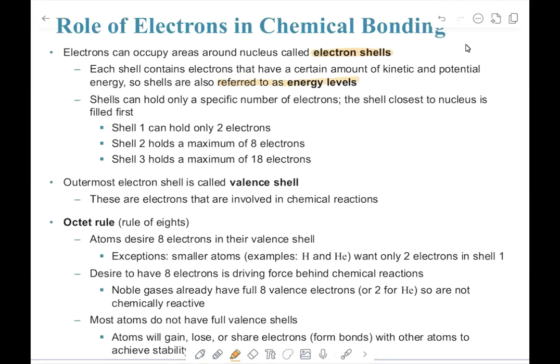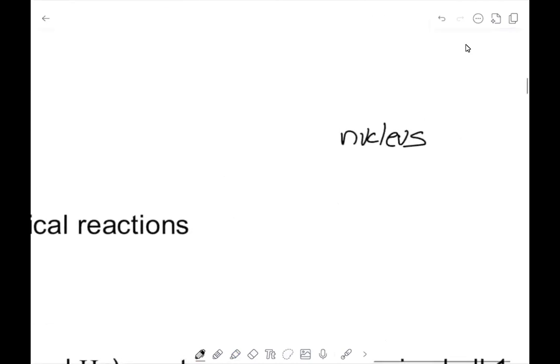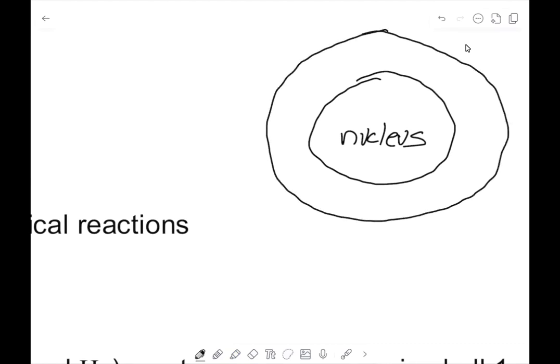And those shells can hold a certain number of electrons. So the closest to the nucleus, and again, in this example, think of the nucleus as the sun. The first orbit around the nucleus would be the first energy level. So here we have the nucleus.